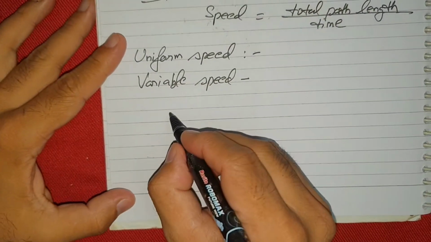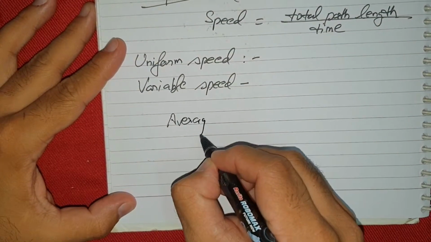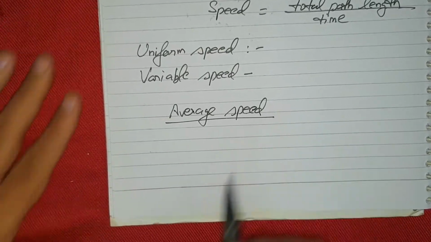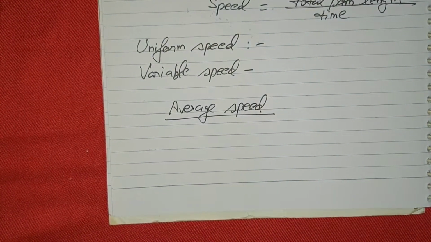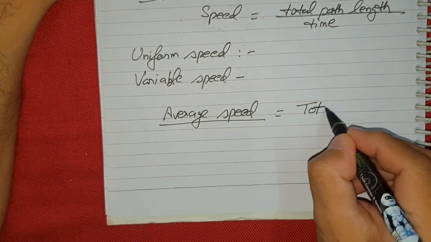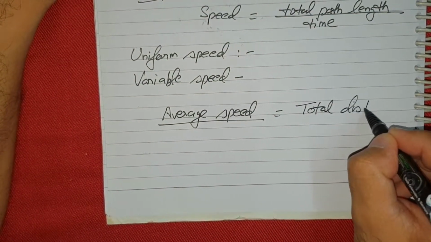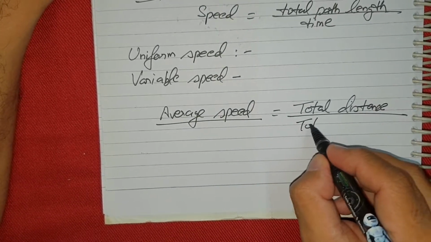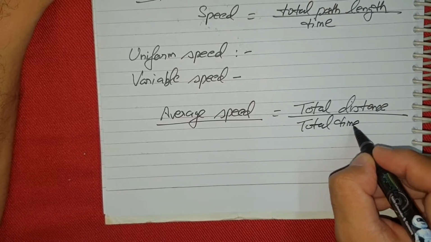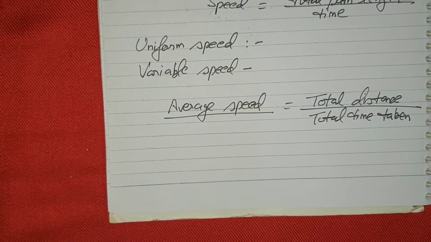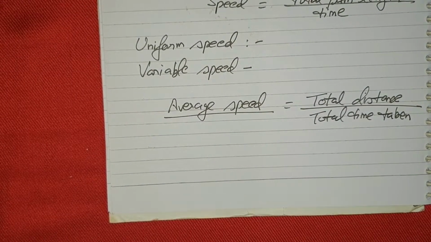Now, start. Average speed. Average speed is basically the total distance upon the total time taken. That is the average speed, the total distance upon total time taken. This is known as the average speed.